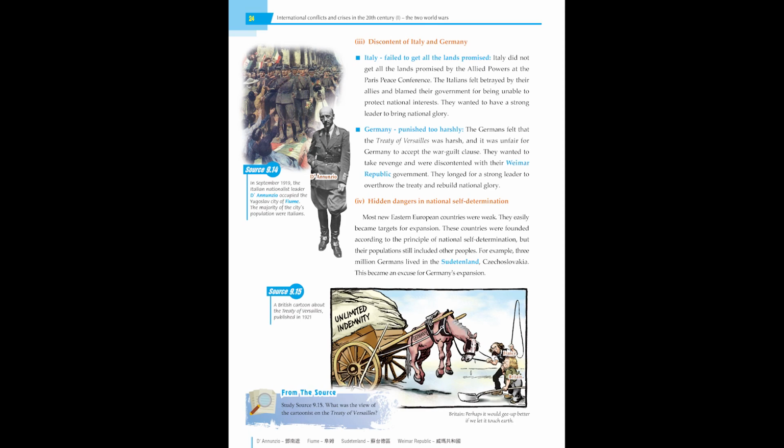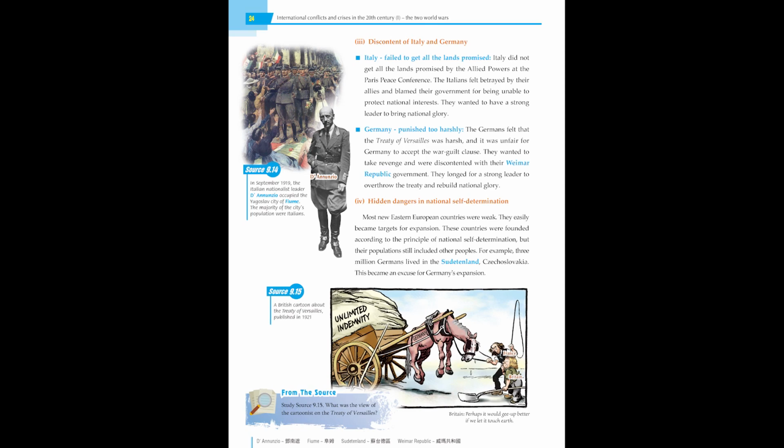4. Hidden dangers in national self-determination. Most new Eastern European countries were weak. They easily became targets for expansion. These countries were founded according to the principle of national self-determination, but the populations still included other peoples. For example, 3 million Germans lived in the Sudetenland, Czechoslovakia. This became an excuse for Germany's expansion.